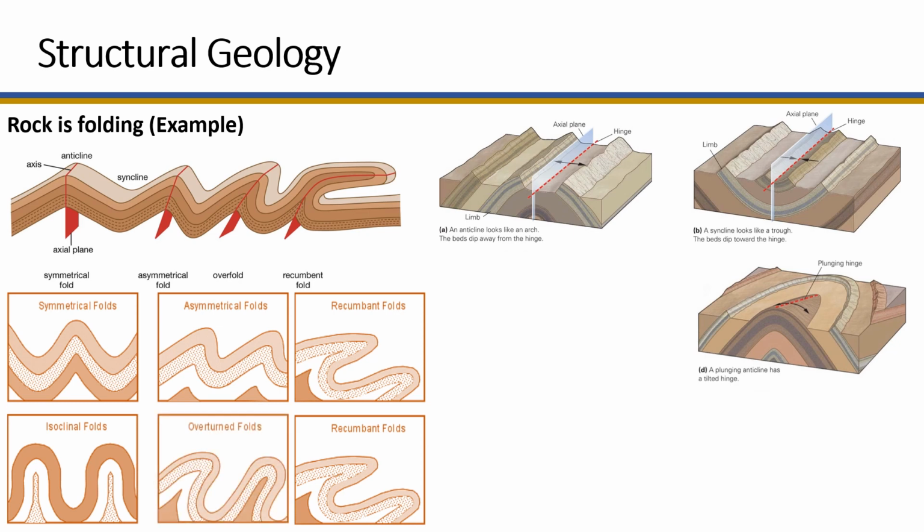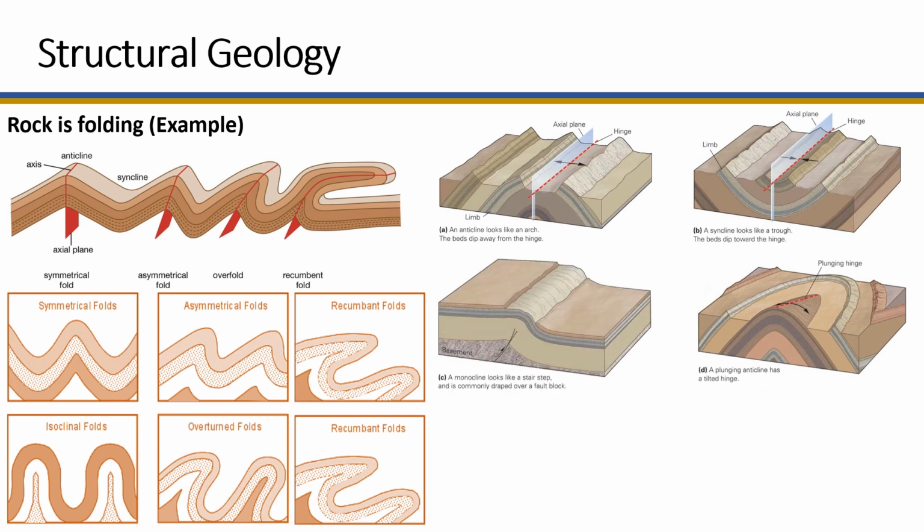Next, we have overturned folds. Overturned folds are characterized by steeply dipping axial planes where the limbs of the fold dip in the same direction but at different dip angles. In this fold, the rock layers on both sides of the axial surface are tilted in the same direction, but one side is tilted more steeply than the other. This results in a tilted or inclined appearance.